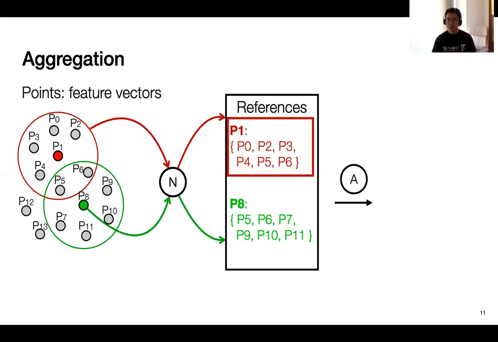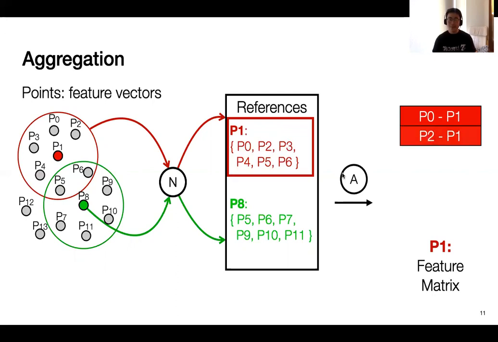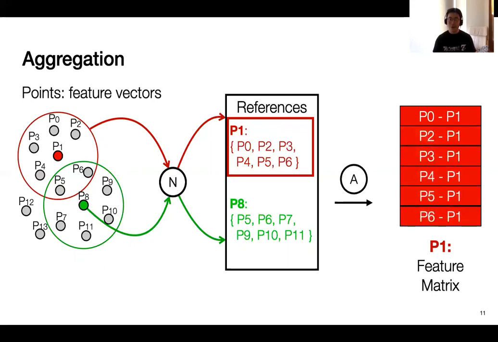I will use an example to illustrate how P1's feature matrix is aggregated. First, it will access the memory to get a feature vector of P0. Note that P0 is a neighbor of P1's. And then it will do a normalization step. What it really means is to subtract P1's feature vector from P0's. And this is done for all the neighbors of P1. Then we will have the feature matrix of P1. And this step is done for all the selected points here.